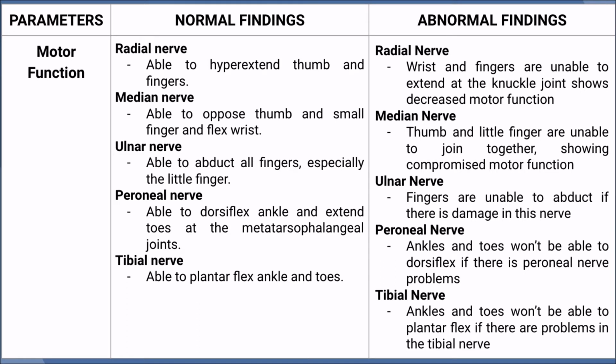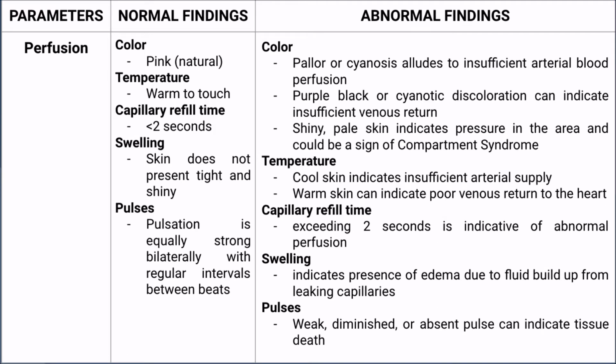And then we have the ulnar nerve. This is when the fingers are unable to abduct if there is damage in this nerve. And then for the peroneal nerve, ankles and toes won't be able to dorsiflex if there are peroneal nerve problems. And lastly, for the tibial nerve, ankles and toes won't be able to plantar flex if there are problems in the tibial nerve. And now for the parameter of perfusion.